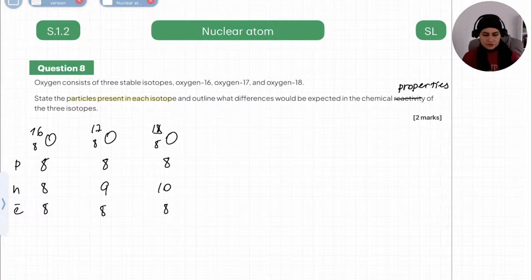Because they're not charged, right? So no charge. If there's no charge, then protons equal electrons. Okay, that we said.